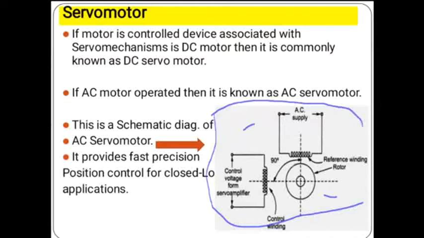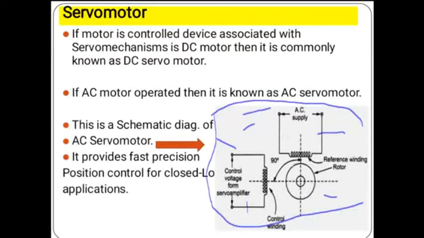One is the reference winding and the second one is the control winding. The reference winding gets its signal from a constant AC supply, and the control winding gets the AC signal from the servo amplifier, and this is the rotor between them. These two stator windings are displaced by 90 degrees.